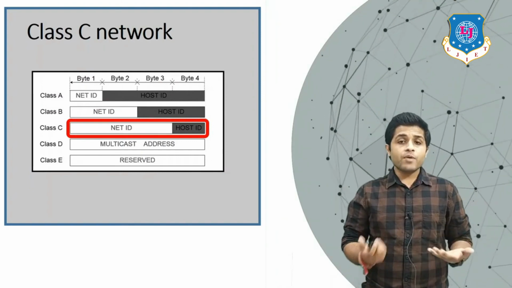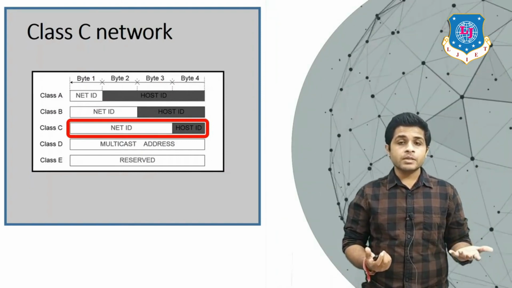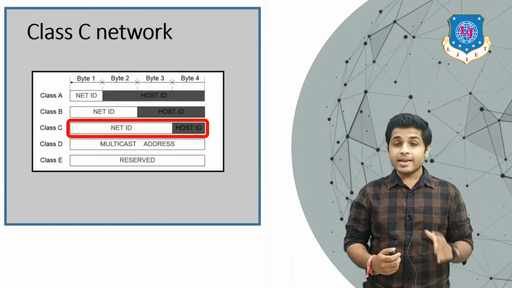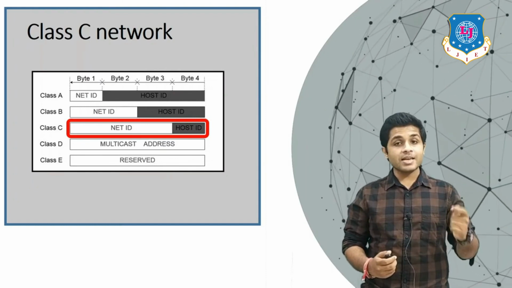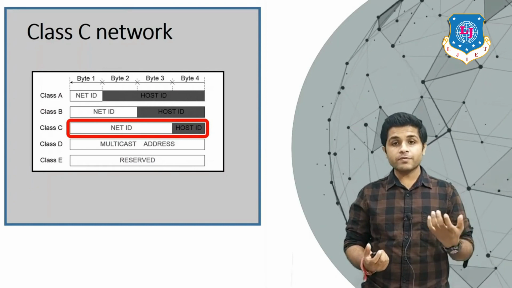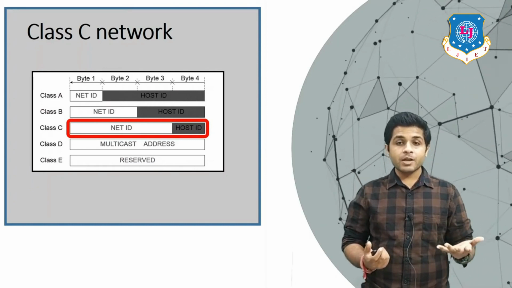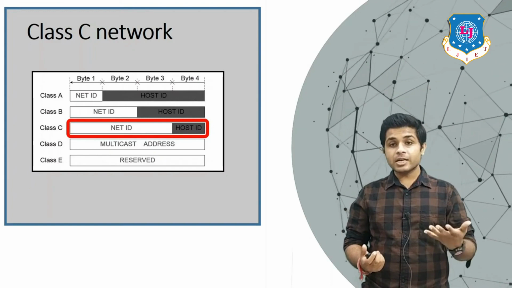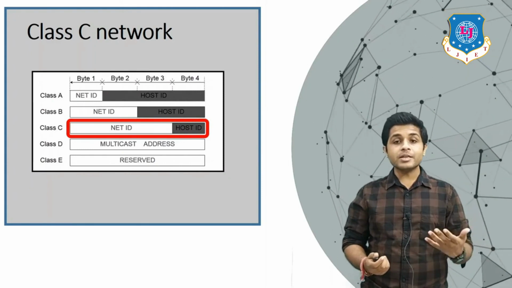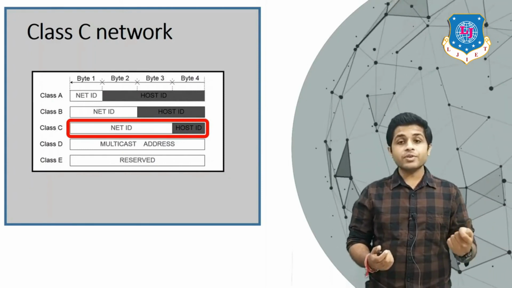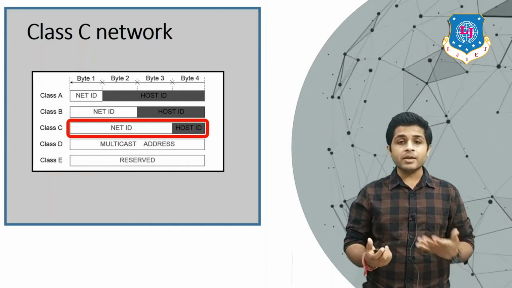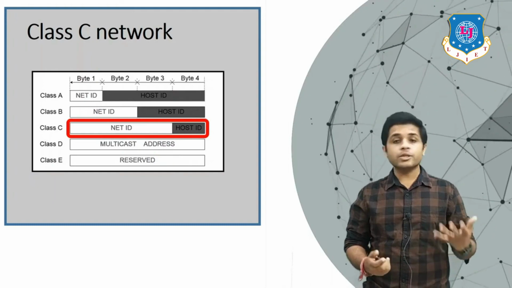But what if I want to create a network smaller than that? Suppose I want to create a network which has only 128 devices. If you are purchasing one class C network, you know that by default 256 addresses are there. If you purchase one class C network to create a network of 128 devices, the remaining IP addresses will be totally wasted. That is the reason why we need to do subnetting. Subnetting is simply the process of dividing a network into smaller parts.